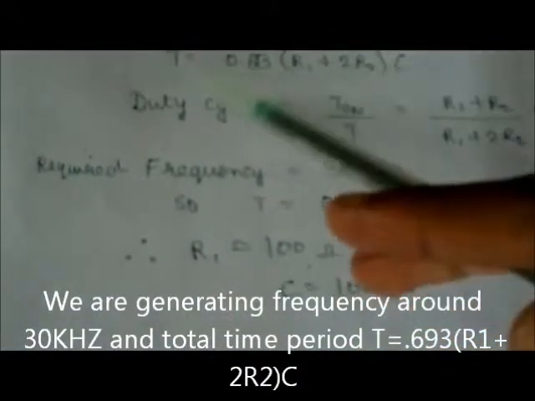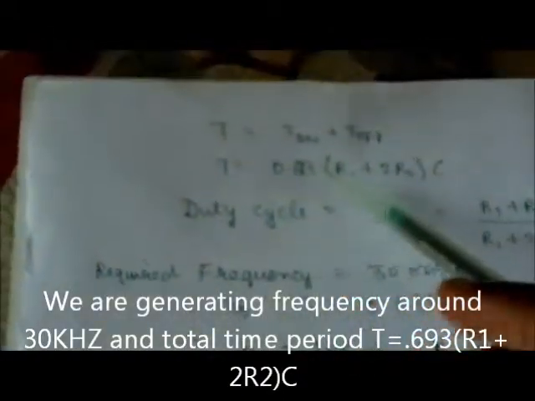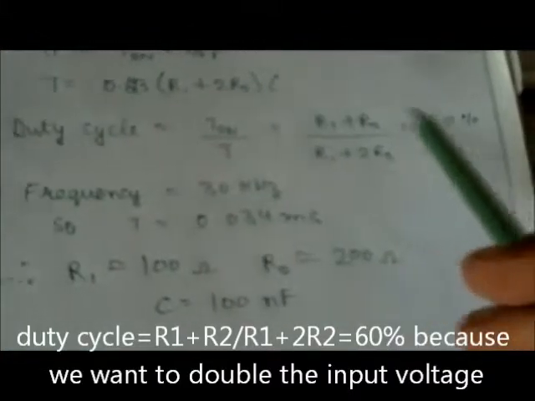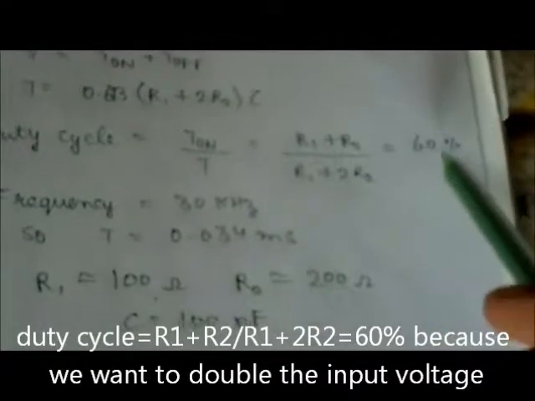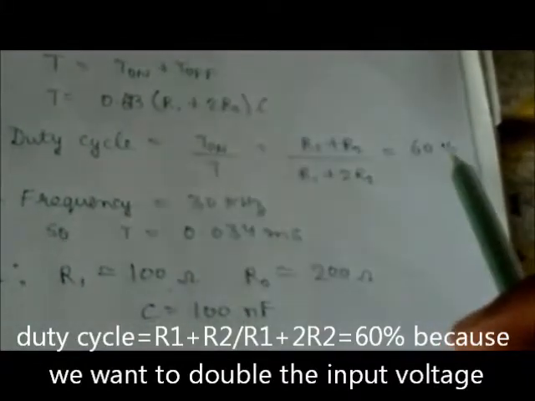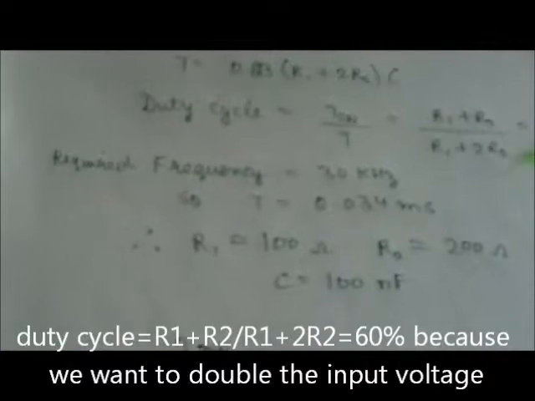You can see that the total time period T is equal to 0.693 into (R1 plus 2R2) into C, and the duty cycle T on by T is equal to (R1 plus R2) upon (R1 plus 2R2), which is around 60%. Because we are generating around two times the voltage, the duty cycle is around 60%.